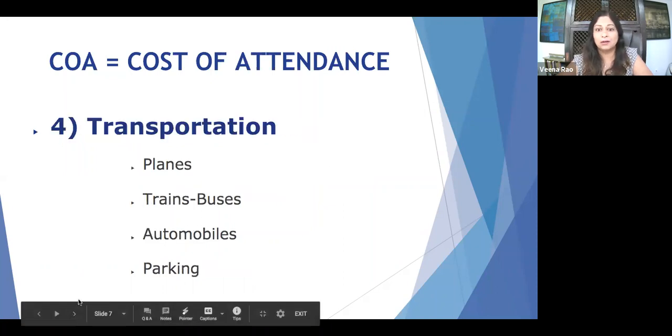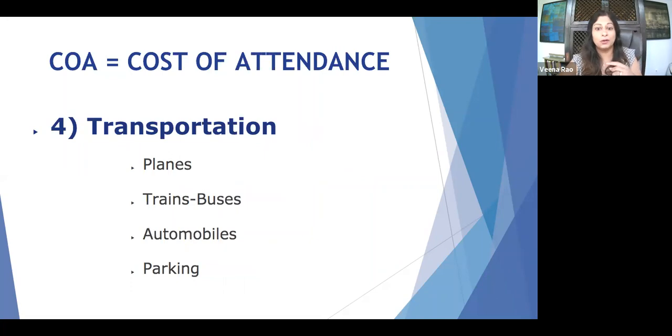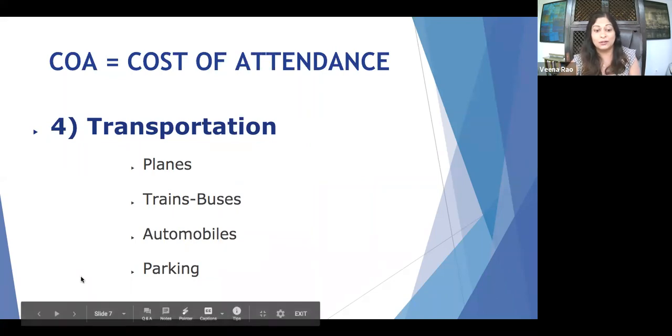The next figure we're looking at is the cost of transportation. If you're commuting, then it's the cost that you have to figure in for driving back and forth and parking, for instance. But if you have to drive further distances, they're trying to give you a rough figure for that, as well as if you have to fly across the country or to another location to be able to start school.